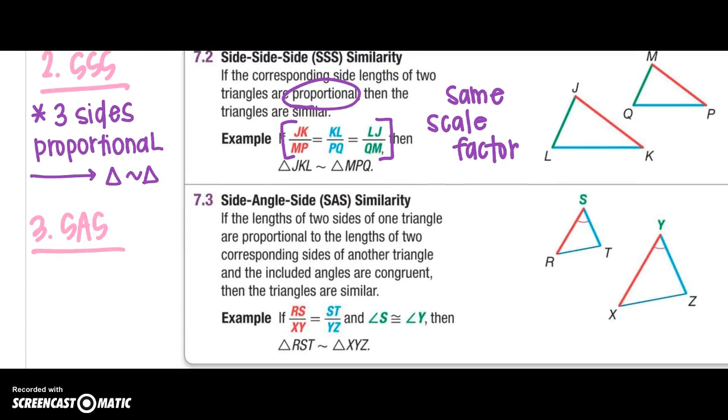The other way is SAS. Remember, when it says SAS, that means I need the angle that is congruent to be the included angle. I have to have that included angle between those 2 sides. So remember, my sides that are corresponding must be not congruent, but proportional.